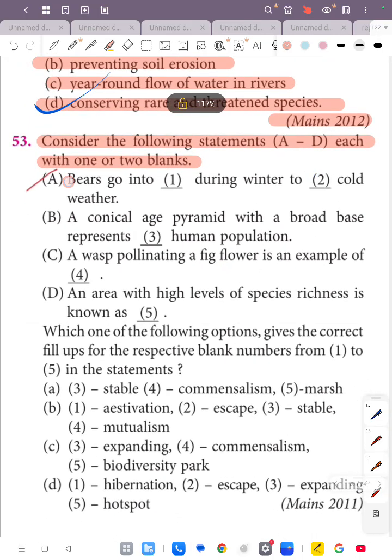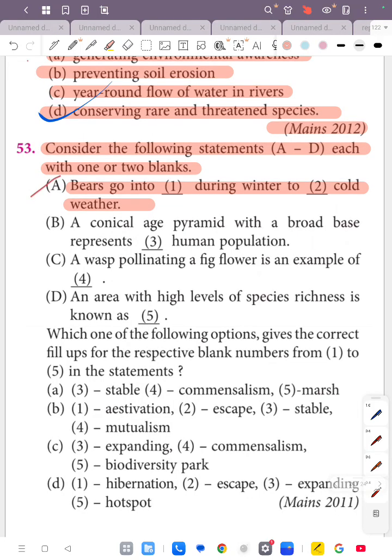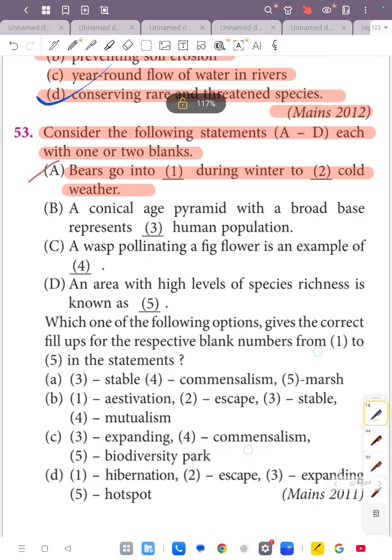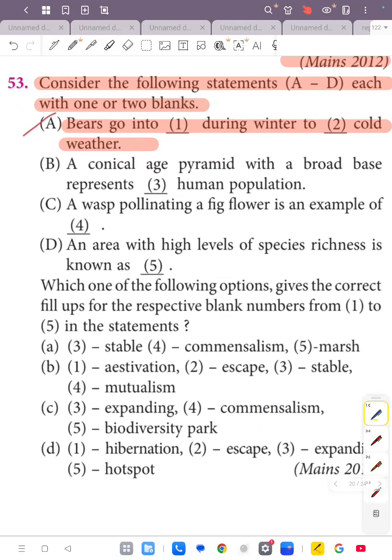Bears go into dash during winter and to dash cold weather. What do you think? Okay, so let's mark our answers. Actually, bears go to hibernate, right? So if that is taken into consideration, we go with D first. The first one will be hibernation. Bears go into hibernation during winter to actually escape cold weather.